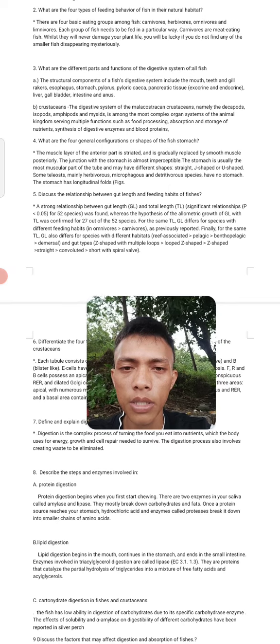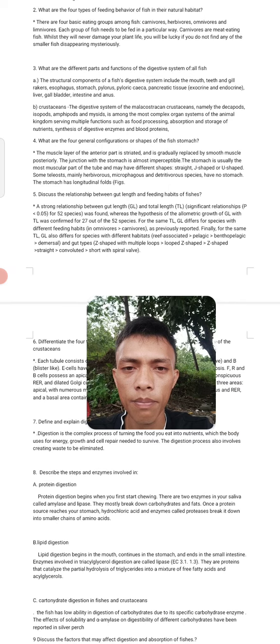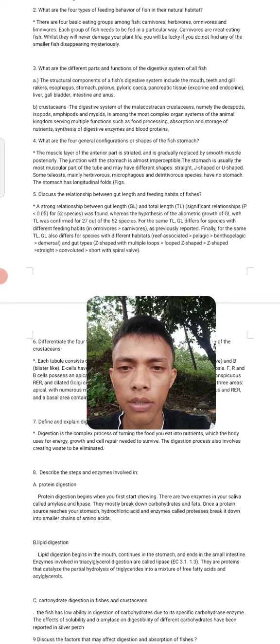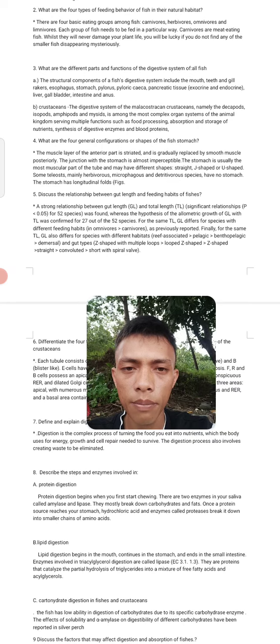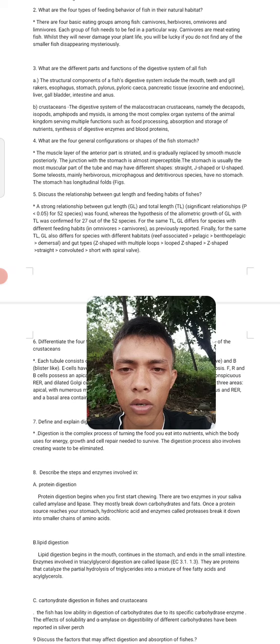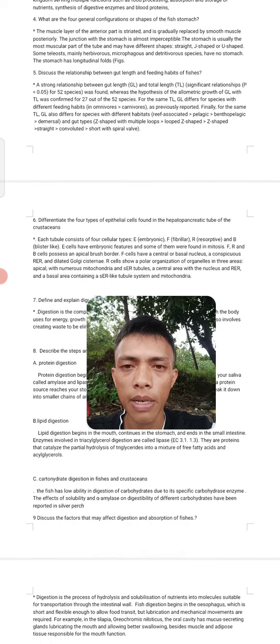The different habitats are reef associated, pelagic, bentopelagic, demersal, and the gut types: C-shaped with multiple loops, Z-shaped, straight, convoluted, and short with spiral valve.